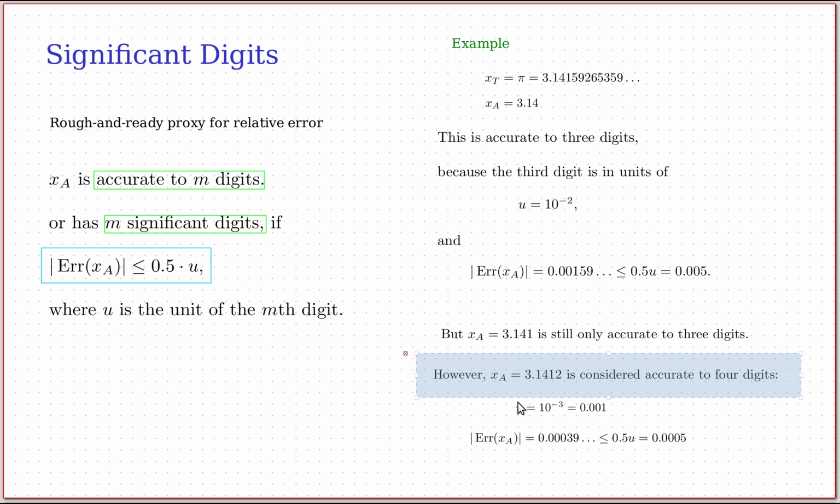It is not accurate to 5 digits, right? So we're not saying that the 2 specifically is accurate, but this is considered accurate to 4 significant digits.